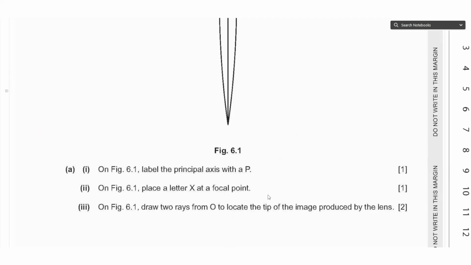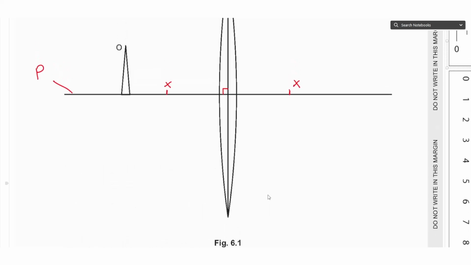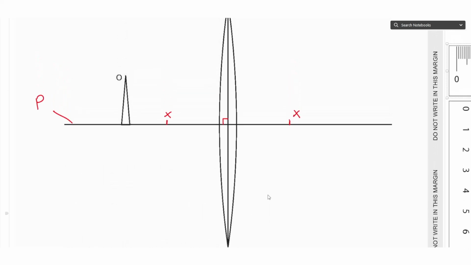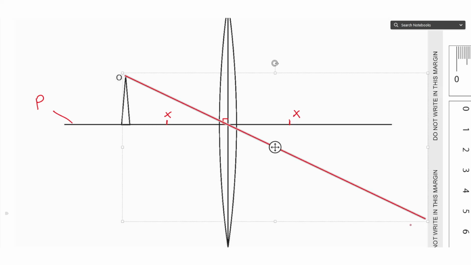Part III says on figure 6.1 draw 2 rays from O to locate the tip of the image produced by the lens. So we can draw the first ray, which is directed towards the optical center and does not bend. So we just draw a straight line from the tip of the object directed towards the optical center, which is the exact center of the lens. We have to make sure that it is exactly passing through the center with no bending, just draw a straight line using your ruler through the center of the lens.